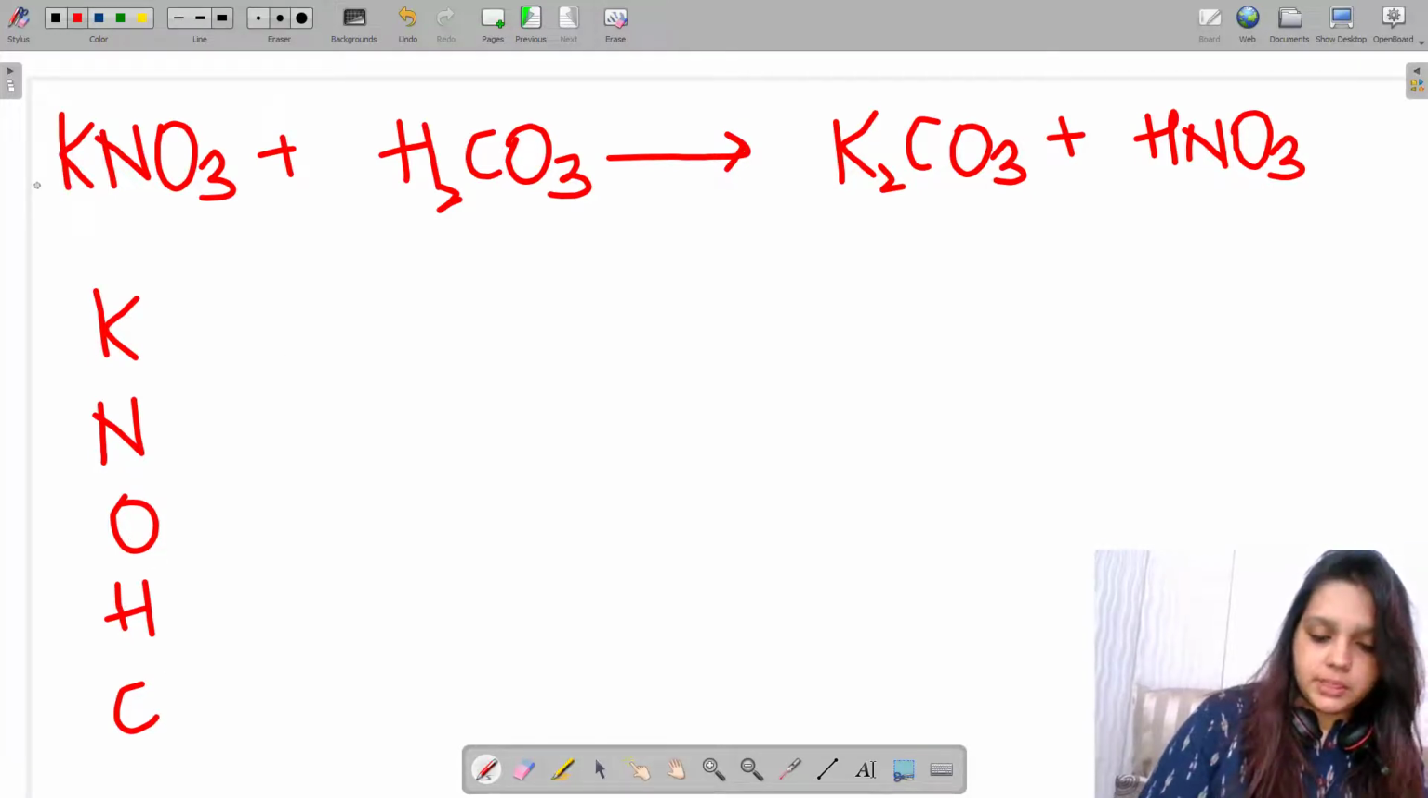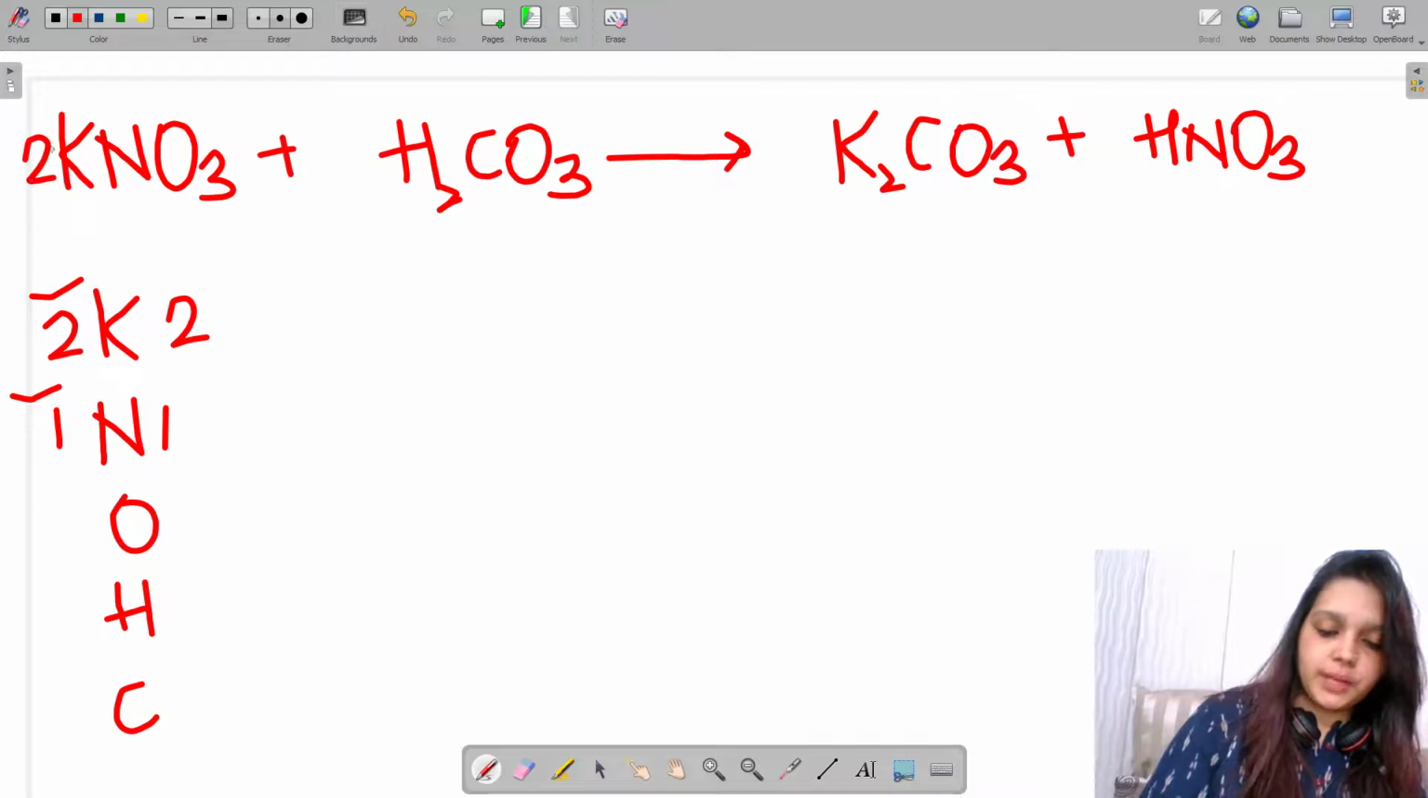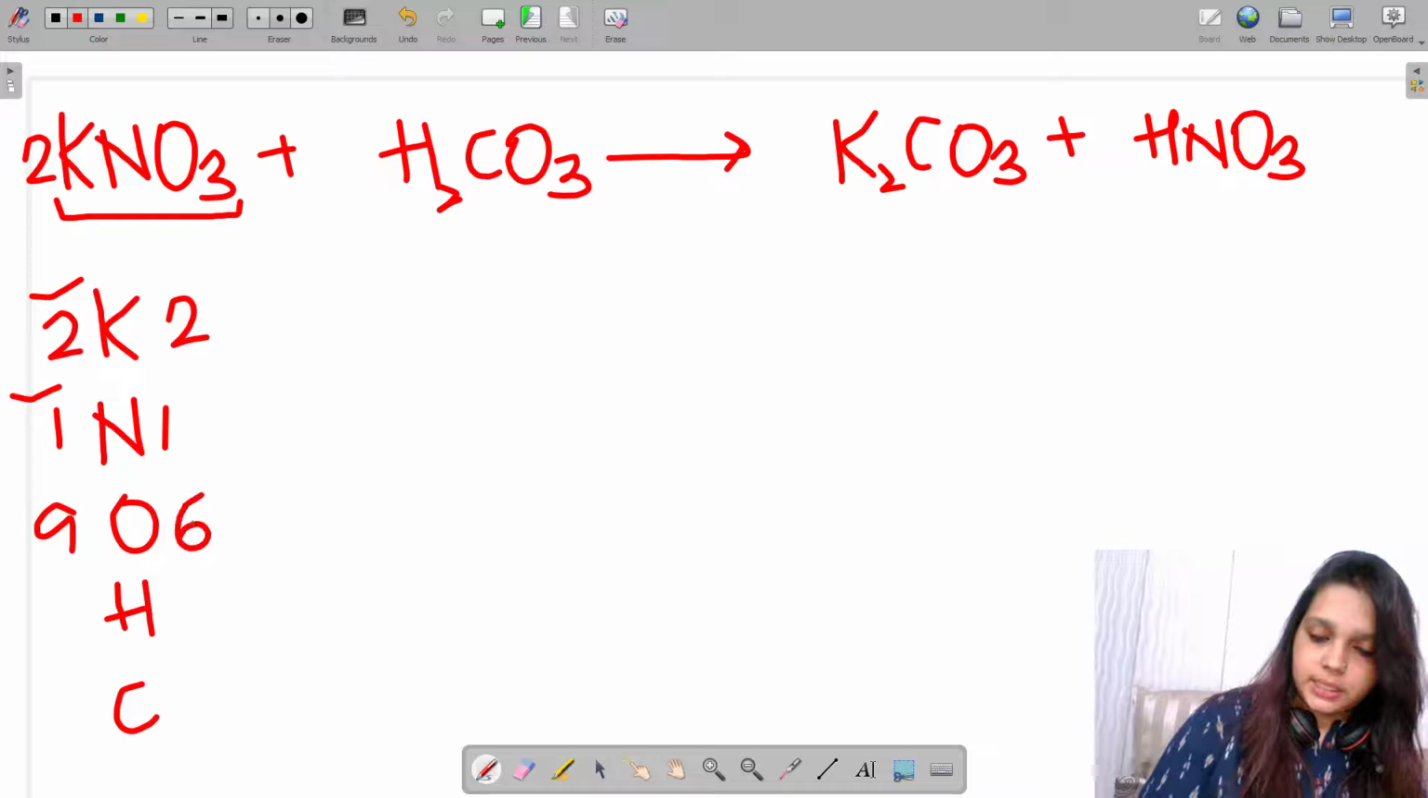K on the left hand side is 1 and on the right hand side is 2. I'm going to make this 2. My K is balanced for now. N on the left hand side is 1 and on the right hand side is also 1, balanced for now. O is 3 into 2, right? This 2 applies to the entire reactant. Okay, so 3 into 2 is 6 and plus I have a 3 here, so that makes it 9. So here I have 3 and 3, 6.